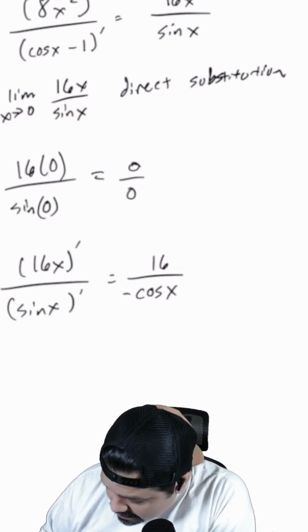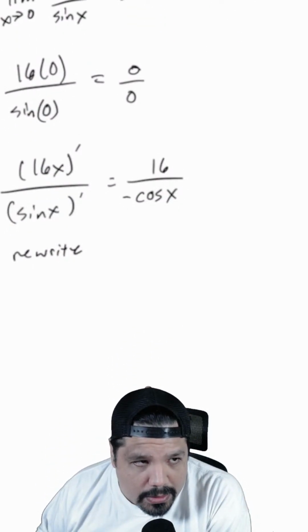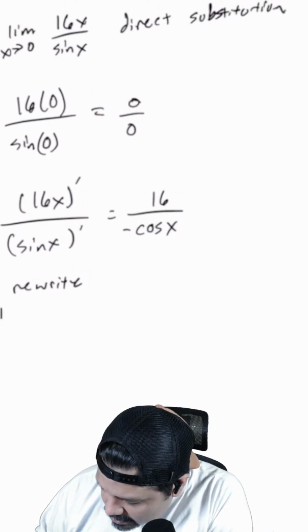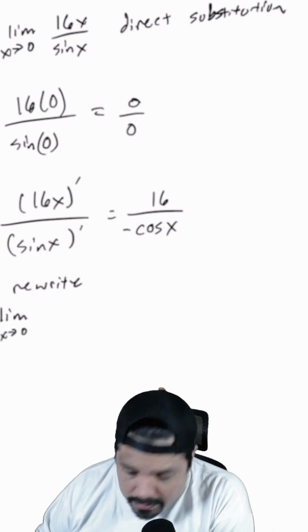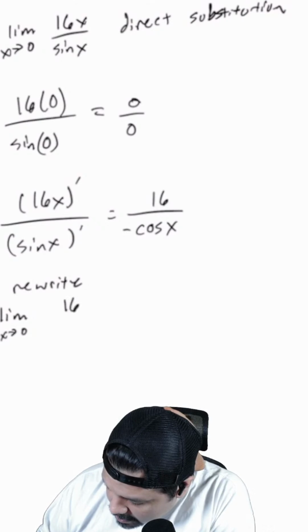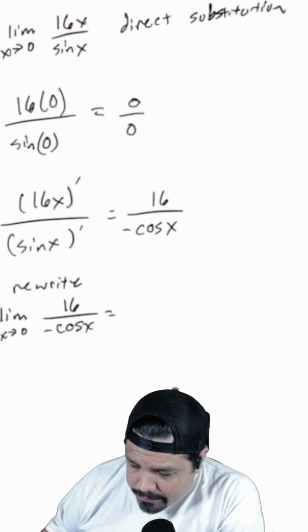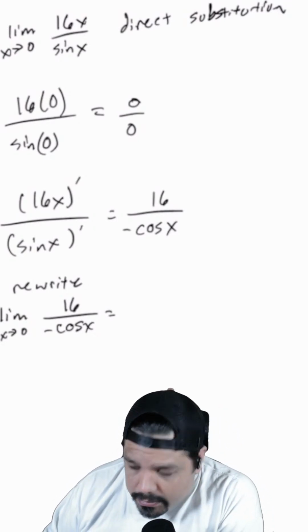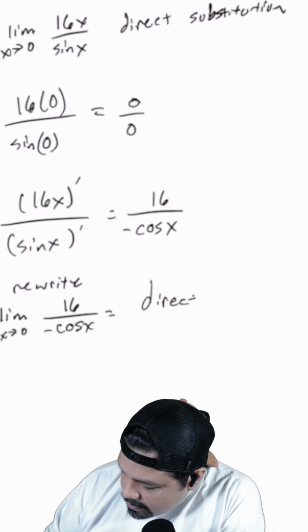Let's rewrite. Always good to rewrite the problem out one more time. We're taking the limit as x approaches 0 of 16 over negative cosine x. That's right. You know what we're going to try to do for the third time in this problem? Direct substitution.